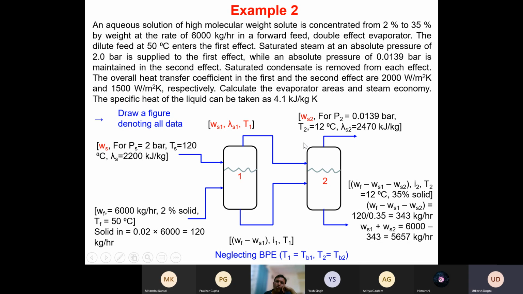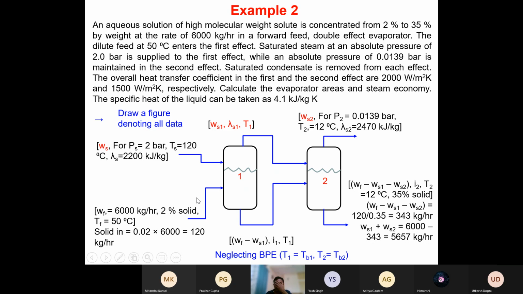Yes, sir. So water is evaporated. We are taking 4.1 kilojoule per kg per Kelvin as the specific heat of the water. Now we have to calculate the evaporator areas and steam economy. Here we don't know WS1, and WS2 also we don't know. We only know that WS1 plus WS2 comes out to be 5657. This much we know, isn't it?